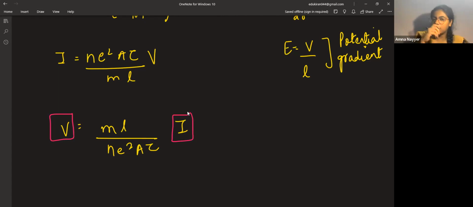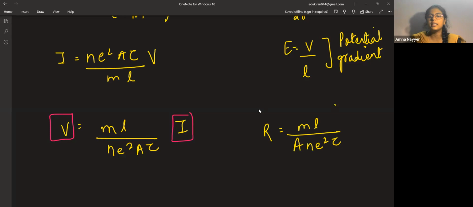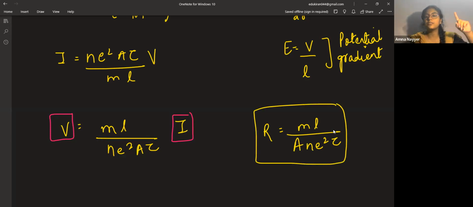We have just done a law. Can anyone tell me what this value should be equal to? V is equal to something into current. Very good, Anna. Resistance. Correct. This is actually resistance. V is equal to IR. This is Ohm's law, what we have studied. So R is actually equal to ML by A N E square tau. So the first relation of resistance we have seen was V divided by I. That is one formula. The second formula is ML by A N E square tau.